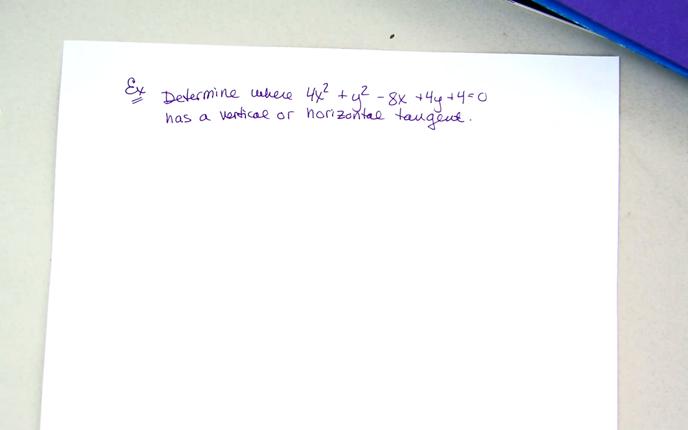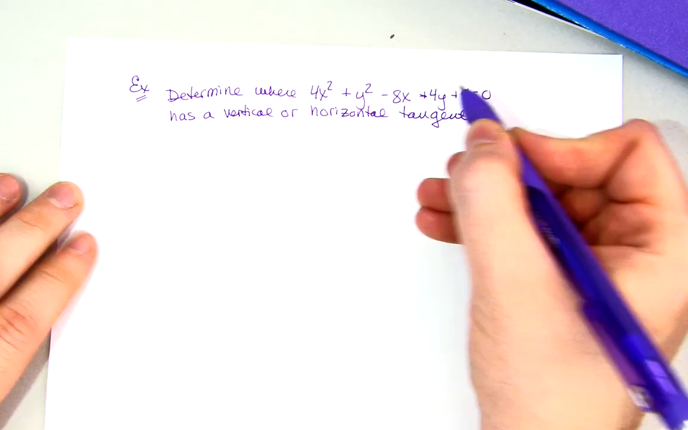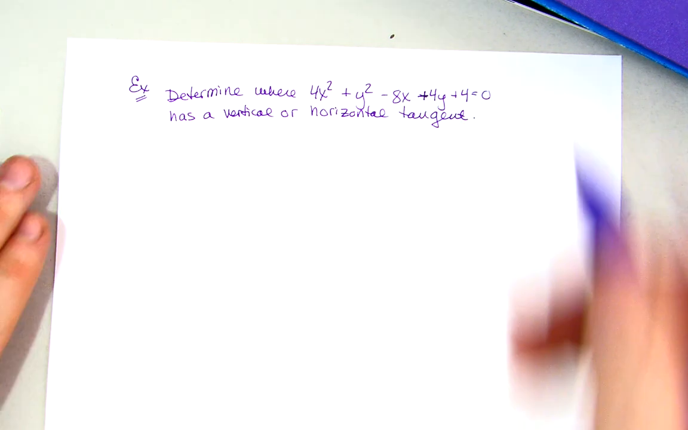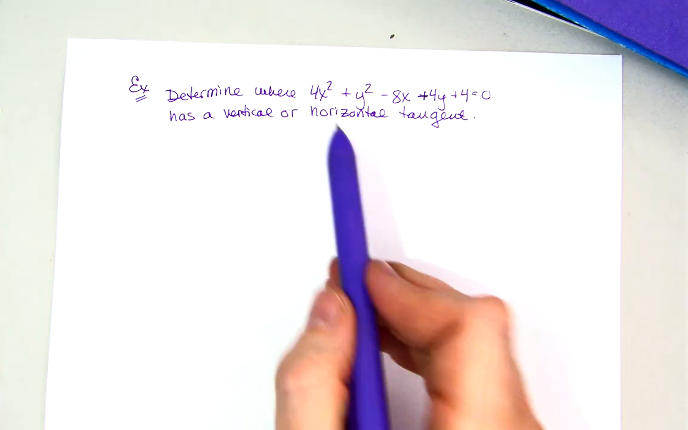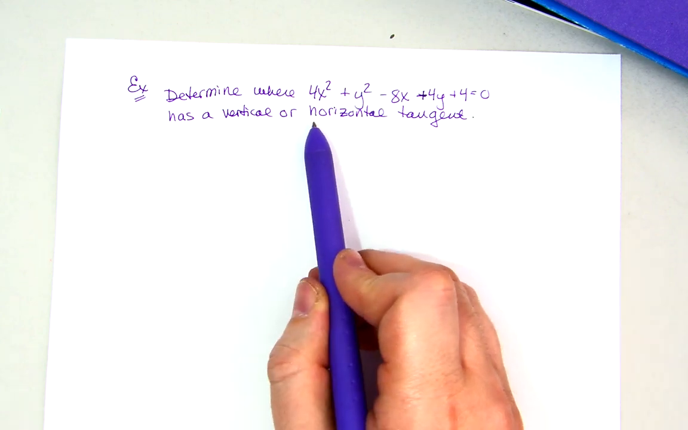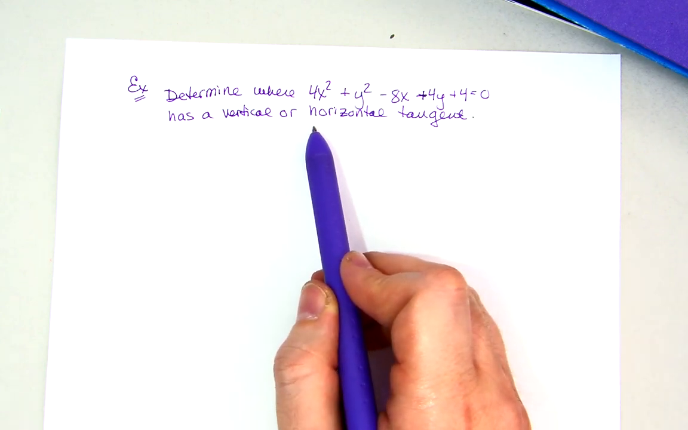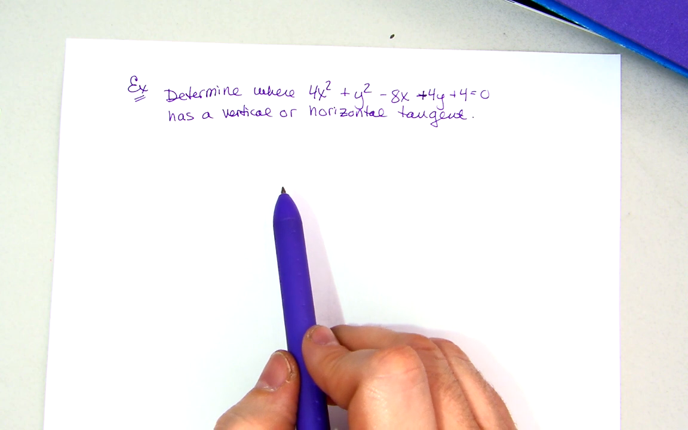We're going to determine where 4x squared plus y squared minus 8x plus 4y plus 4 equals 0 has a vertical tangent line or a horizontal tangent line. First of all, this implicit function is actually something that you saw last year in pre-calc. We'll talk a little bit more about that later.